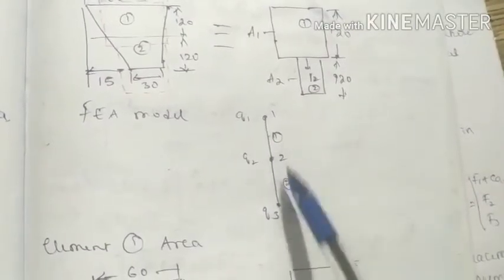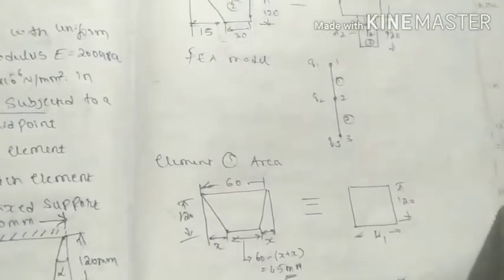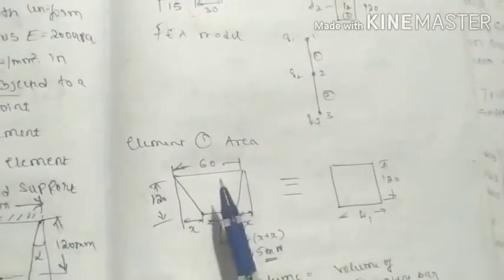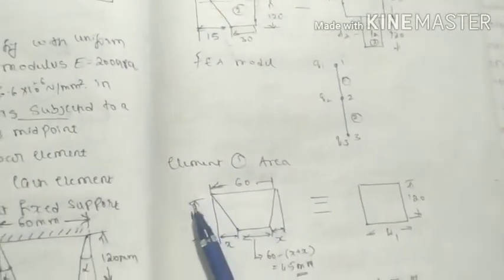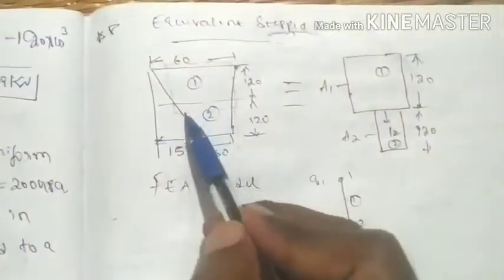Sorry, 1, 2, 3 and nodal displacements Q1, Q2, Q3. Now we need to find the area. This is one of the important steps here. You can observe that this is the taper area. So this is a taper.